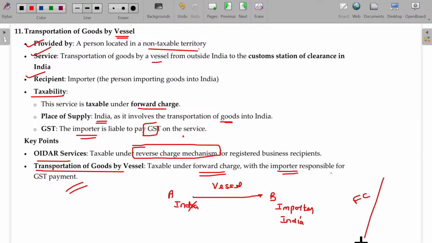It's a uniqueness. It is forward charge only, but we are making B the responsible person for payment of the tax, so it automatically comes under RCM basis, like. But it may be a tricky question in your examination: is it forward charge or RCM? You have to name this as forward charge and make the importer responsible. In the other cases, it's purely RCM. He has to pay and he is responsible. Here, the payer should be the service provider, but responsibility will be in the hands of the recipient. So, make a note of this.